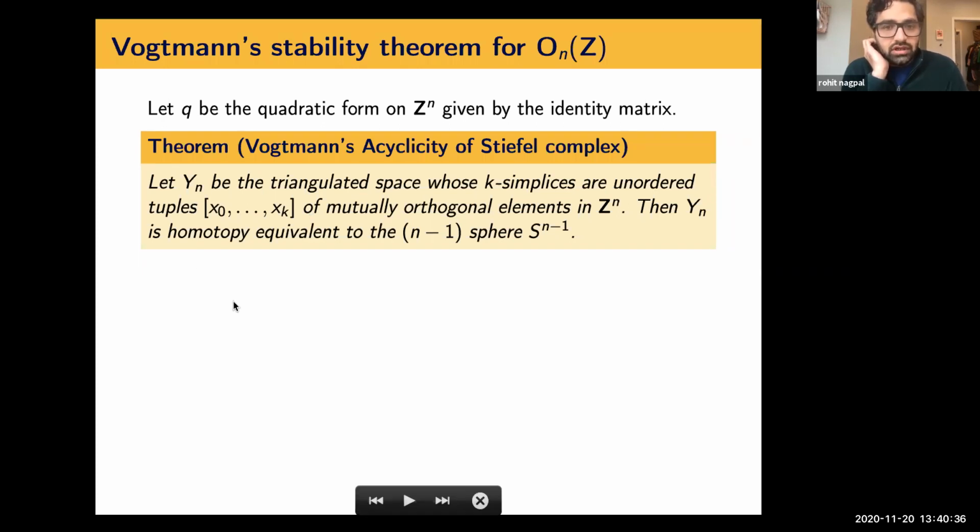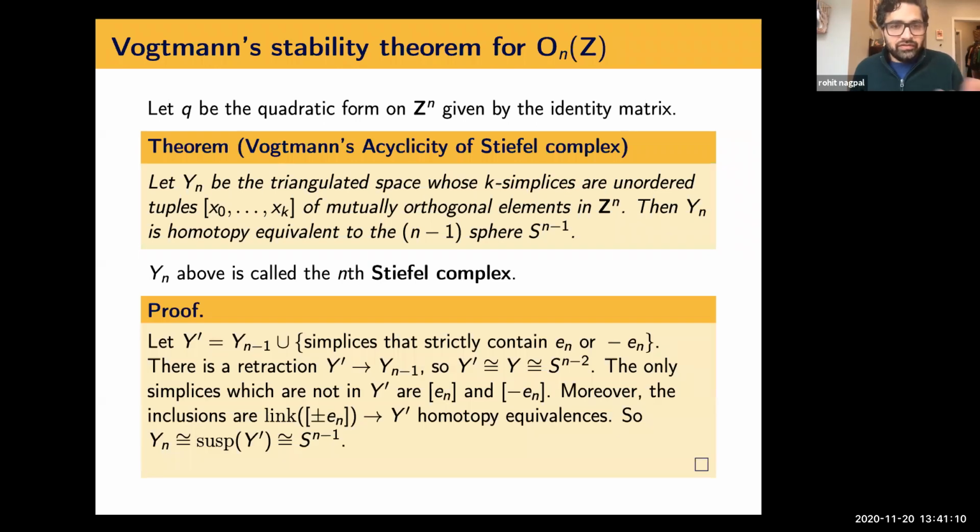Okay, so I want to say that then Yn is homotopy equivalent to the (n-1)-sphere S^(n-1). Maybe I should have said these are also of norm 1. I think I forgot to mention this. All these xi's are also of norm 1, so they are just plus or minus any of the standard basis vectors, basically.